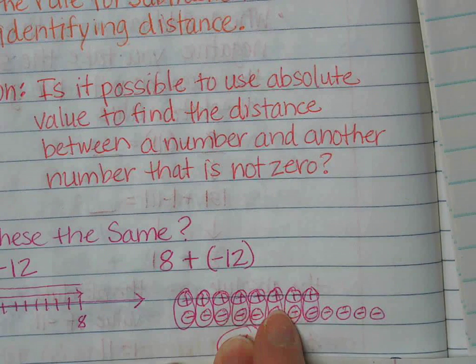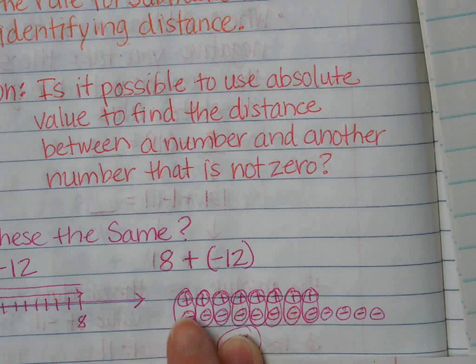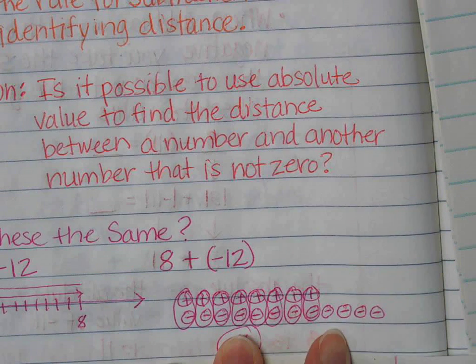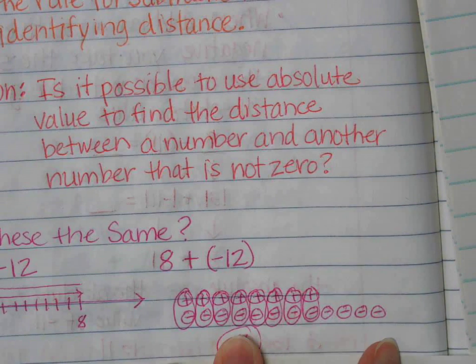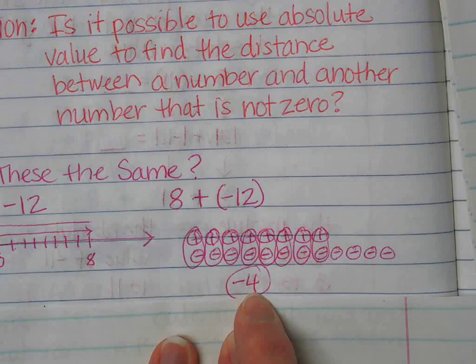So all of these are 0 pairs because there's 2 chips. So 0 pairs are made by 2 chips, a positive and a negative. So we have 1, 2, 3, 4, 5, 6, 7, 8 zeros. Oh, but there's still some chips left. Well, what chips are left? Negatives. So the answer is -4.